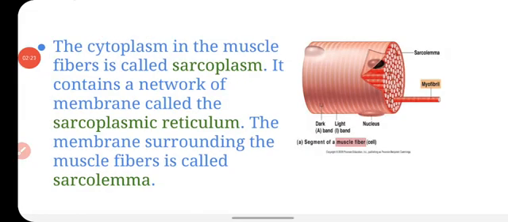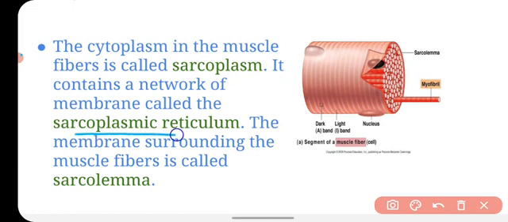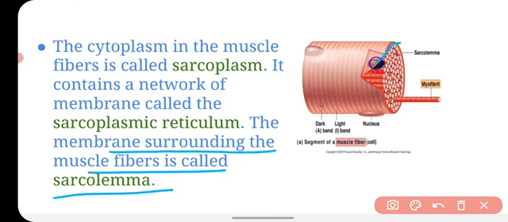The cytoplasm in the muscle fiber is called sarcoplasm, and it contains a network of membrane called sarcoplasmic reticulum. You know that each and every cell contains the jelly-like substance that is called cytoplasm. So the cytoplasm of the muscle cell is called sarcoplasm, and the endoplasmic reticulum that is found in the muscle cell has another name, sarcoplasmic reticulum. And the membrane surrounding the muscle fiber is called sarcolemma. It means the cell membrane which is found around the cell of the muscle is called sarcolemma.